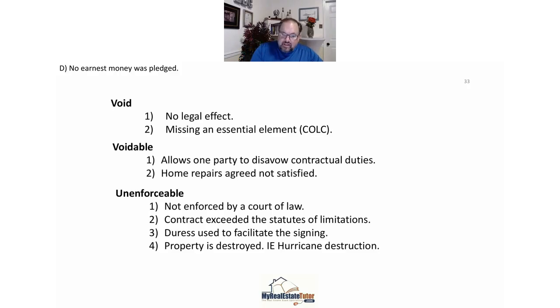Which one doesn't, out of these four, is the answer D. In other words, if I don't take any earnest money as a pledge deposit, that does not make it unenforceable. Earnest money is not a deciding factor to make the contract unenforceable. The contract can still be enforced in a court of law. So no earnest money was pledged would be the answer. Answer D.